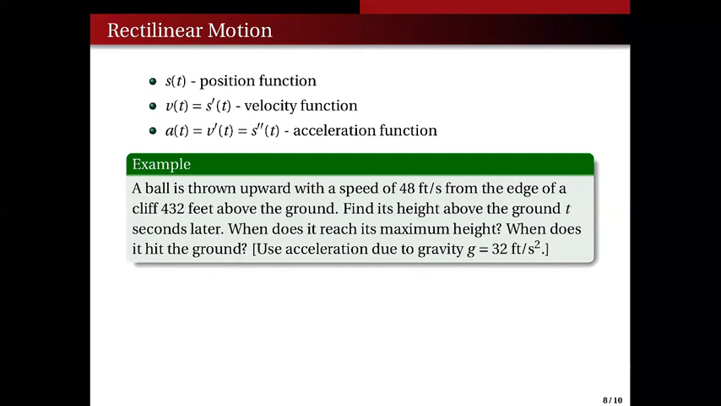So let us try to visualize this. So suppose this is the cliff. Okay? Ball is thrown upward. So you have the ball here, and then it was thrown upward. And of course, it should go down eventually. The height of the cliff is 432 feet. So this guy here, this is 432 feet. Okay? So the problem is find its height above the ground t seconds later.